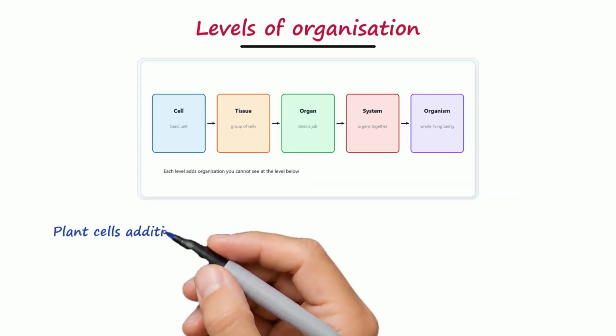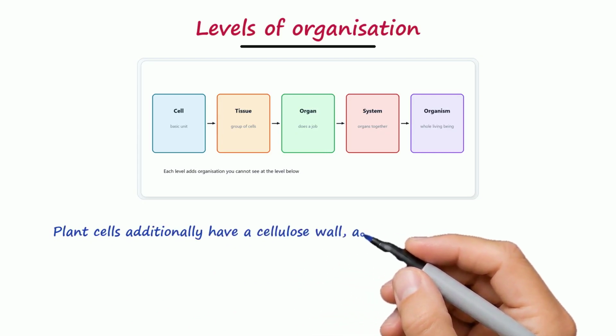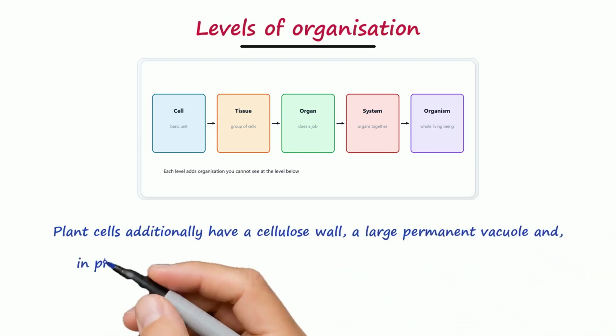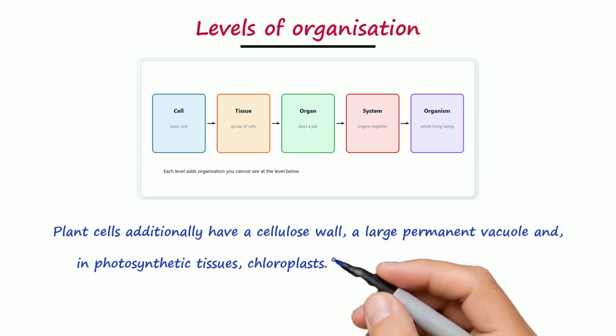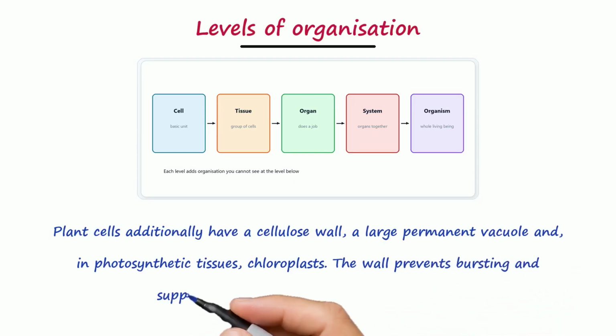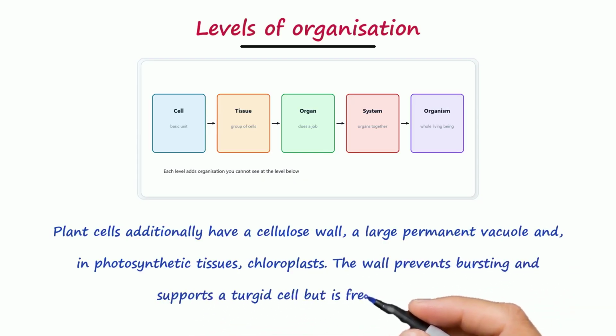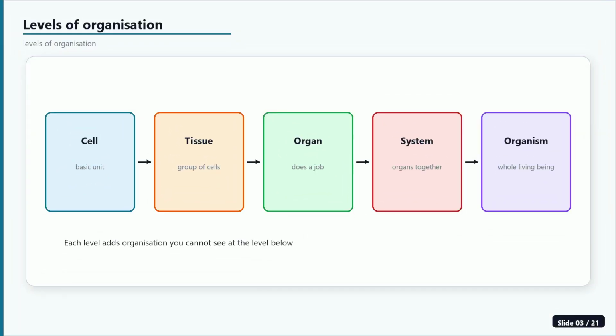Plant cells additionally have a cellulose wall, a large permanent vacuole and, in photosynthetic tissues, chloroplasts. The wall prevents bursting and supports a turgid cell but is freely permeable. Climb the arrows. Cells build tissues, tissues build organs, organs cooperate in systems, and systems make the organism. Each level adds organization you cannot see at the level below.